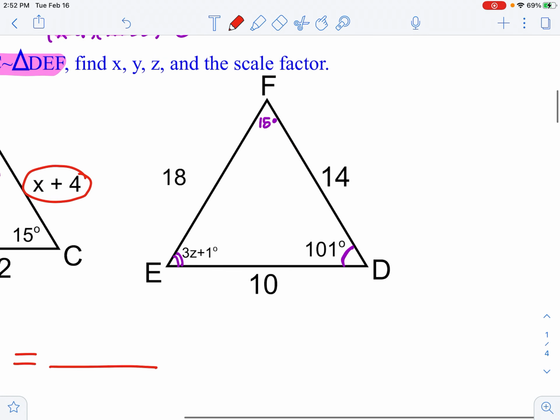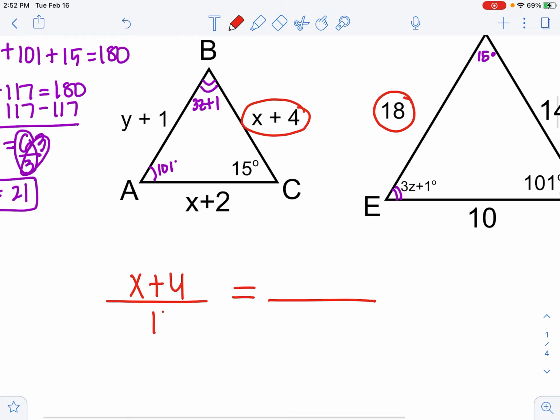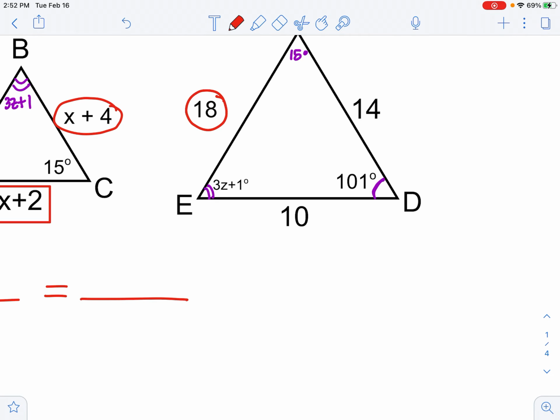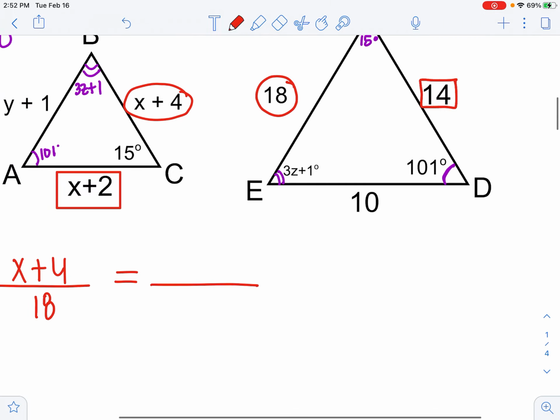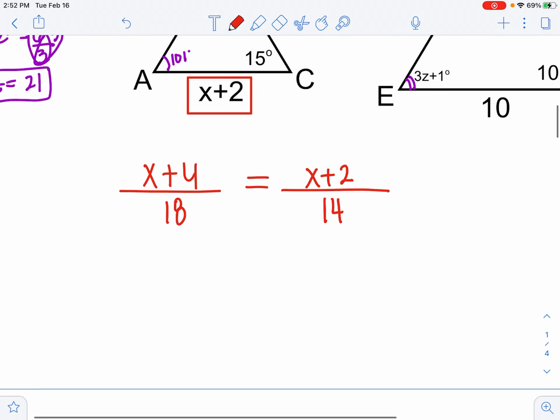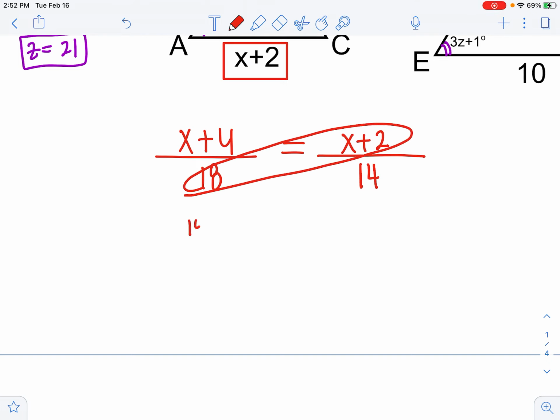And now I need to know what its corresponding side is. If you look, x plus 4 is in between 2 and no tick marks. So I'm going to do 2 and no tick marks is 18. Then I'm going to use x plus 2. x plus 2 is in between 1 tick mark and no tick mark. 1 tick mark and no tick mark is 14. So that's x plus 2 over 14. All right, so now I can solve for x by cross multiplying.